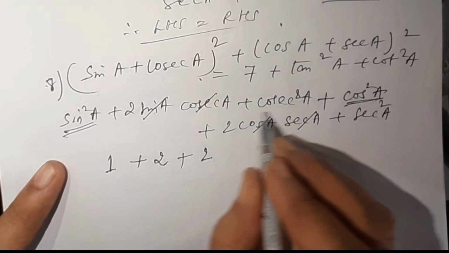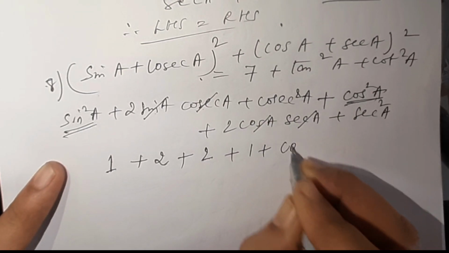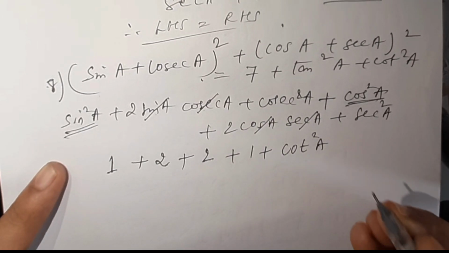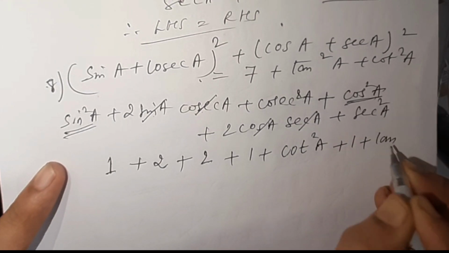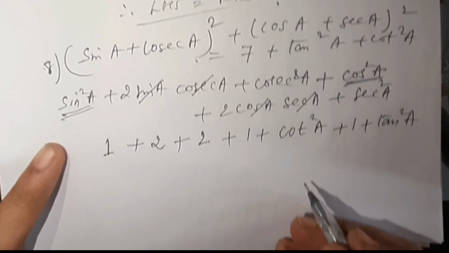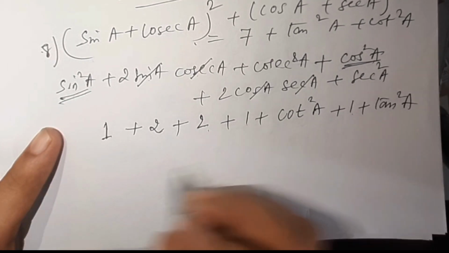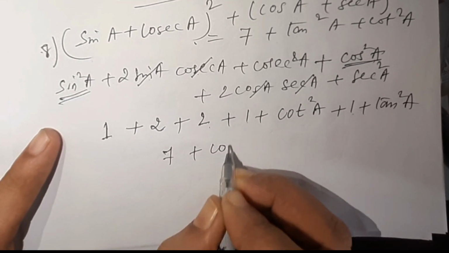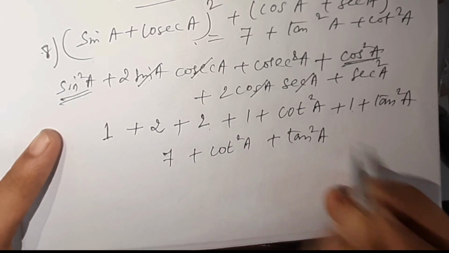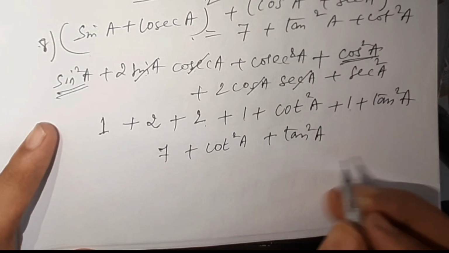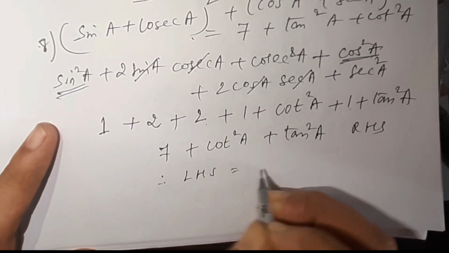Now it is 2. For cosec square A, we can write 1 plus cot square A, and for sec square A, we can replace it with 1 plus tan square A. Now add all the numbers: 5 plus 1 is 6, plus 1 is 7. So 7 plus cot square A plus tan square A. This is only what we need to prove, so we got our RHS. Therefore, LHS and RHS both are equal.